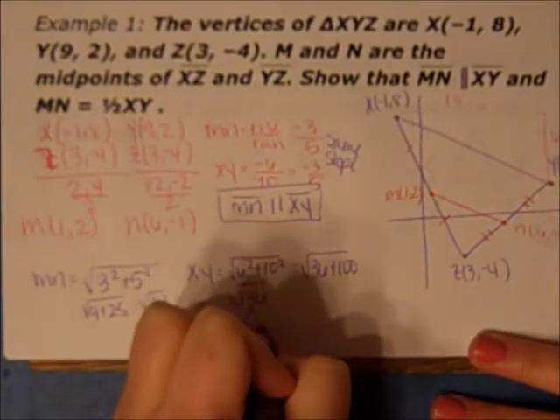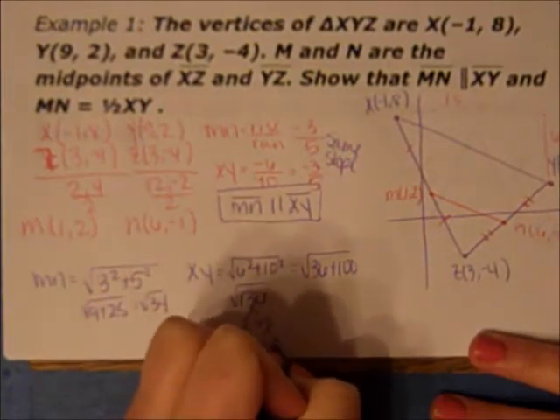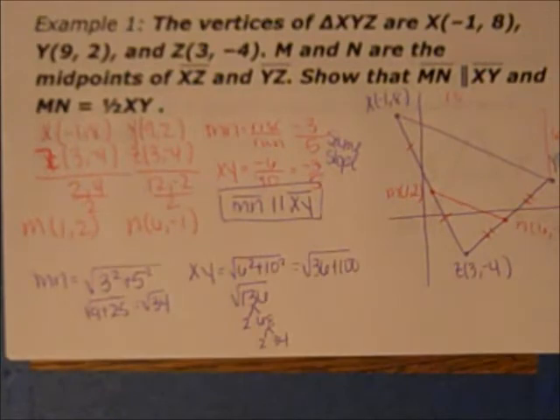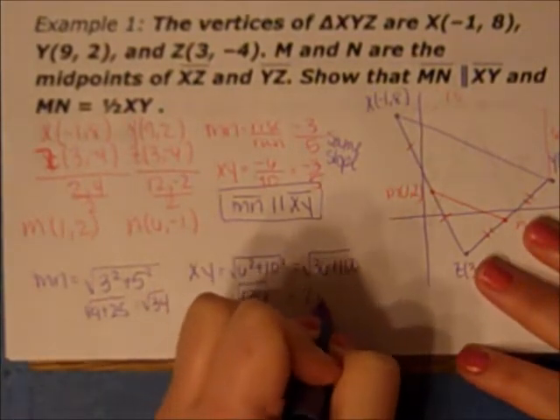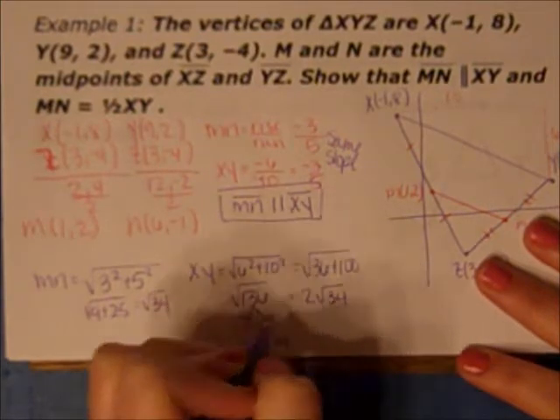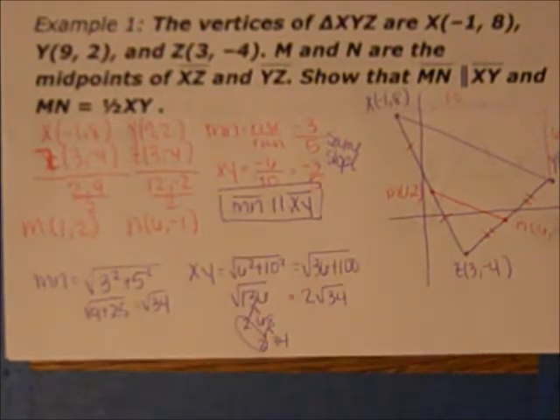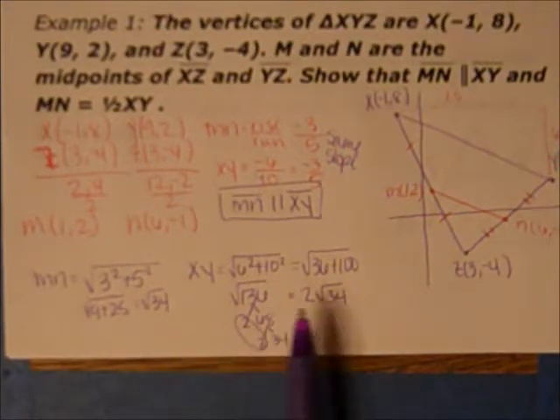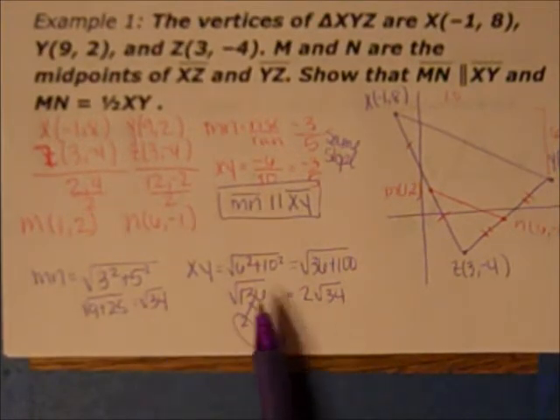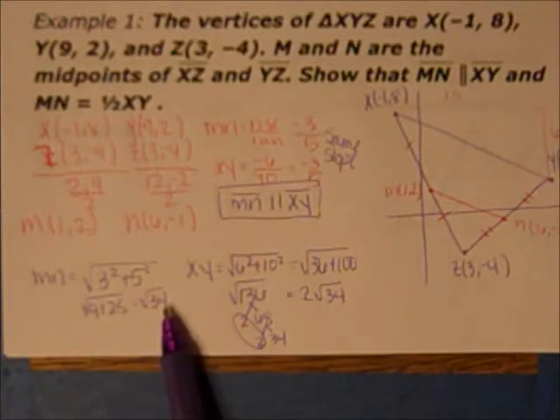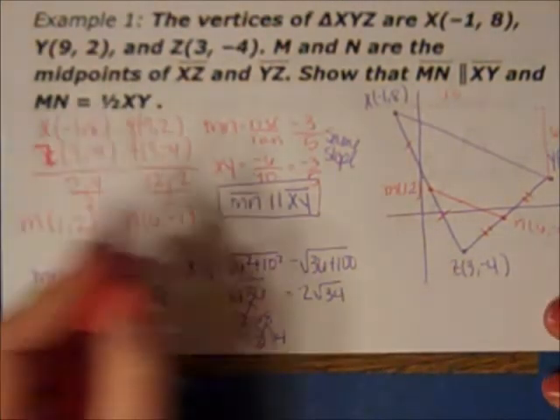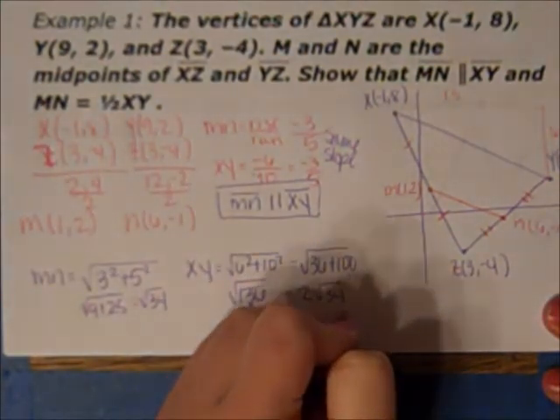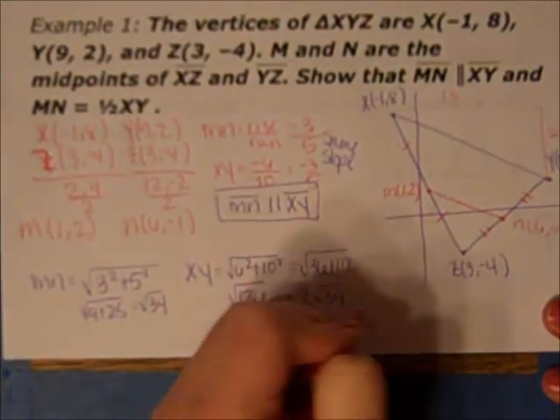And that's going to be 2 and 68. 2 and 34. We already decided 34 doesn't break down. So this is going to be 2 square roots of 34. Now this is actually simple to leave in the radical form because it proves exactly what I wanted to prove. If this one's the square root of 34, then this one's twice the size. So it's very easy for me to say, hey, MN is half the distance of XY because I doubled it.